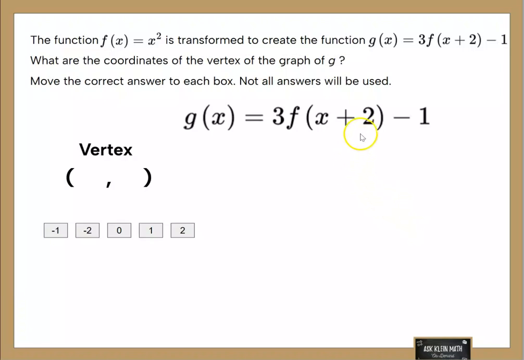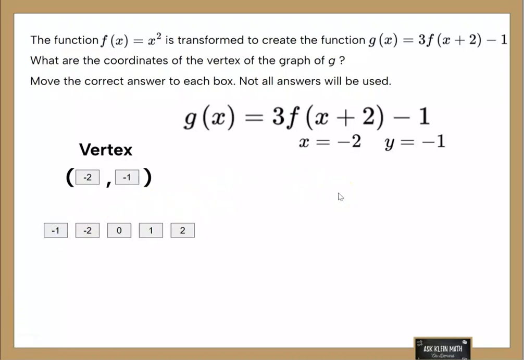Not all of these answers will be used. Here's our function that we're going to look at. Now, a minute ago, we talked about the 3, the 2, and the -1, depending on the numbers. Since we're focused on vertex, and this is in vertex form, the only numbers we're truly going to focus on are the 2 here and the -1. The x is going to equal -2, since the x plus 2, the opposite of that would be -2. And if you take -2 and plug it into x, you would get 0. The y value is going to be -1. So if we go over here, we're going to take the -2, put it in place for the x value, and the -1, put it in place for the y value.